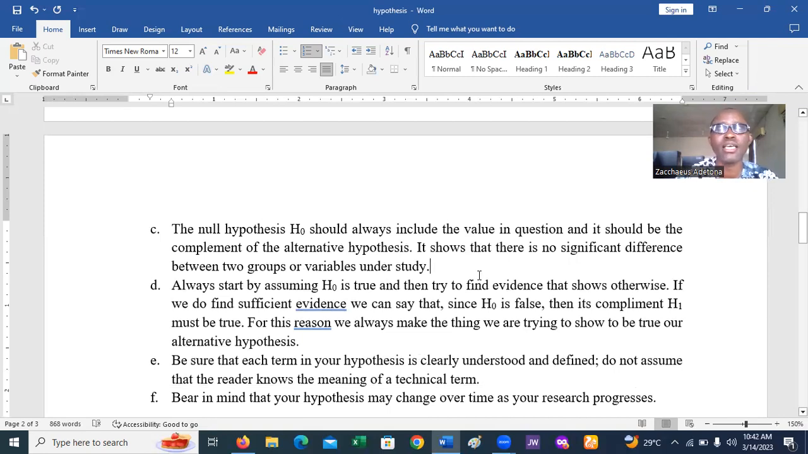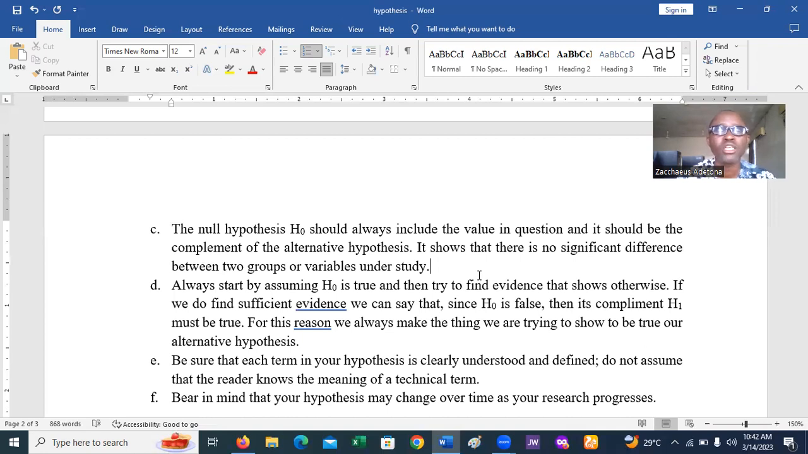The null hypothesis, H0, as we call it, should always include the value in question and should be the complement of the alternative hypothesis. That means the null hypothesis shows that there's no significant difference between two groups or variables under study, and it should complement the alternative hypothesis. The two of them must be together to form a complete statement about the research. So it should include the value in question. When you are dealing with a numerical value, the null hypothesis should have the value in question with it.